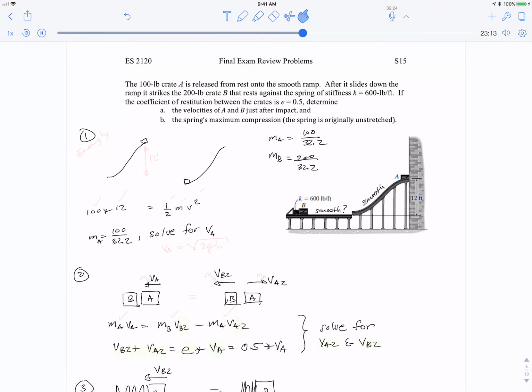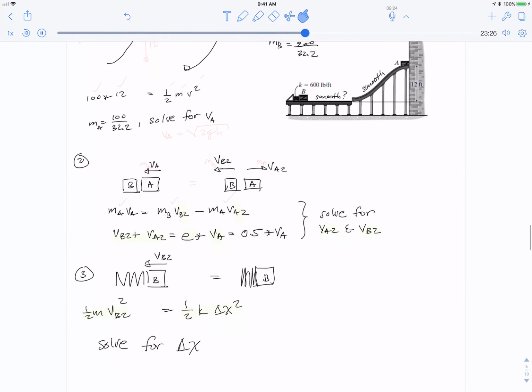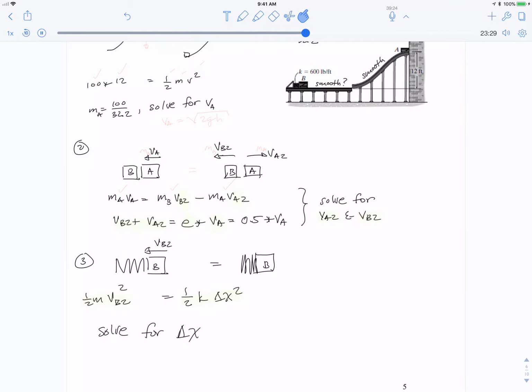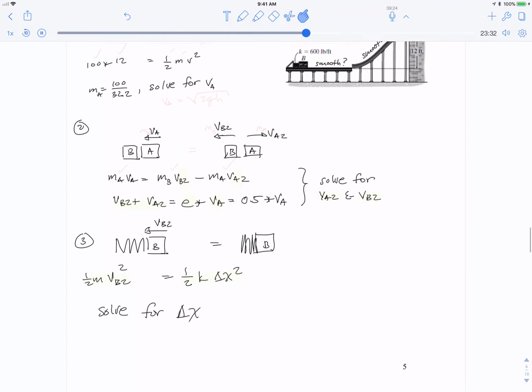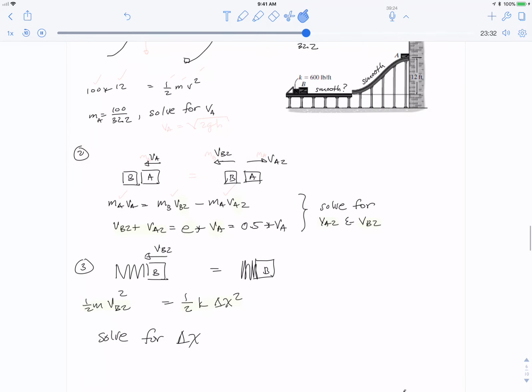Block A is at a height. It's pushed down the smooth ramp. I'm assuming the horizontal part of the ramp is also smooth. It doesn't give a coefficient of friction. And then A hits B, and then after the impact, they come apart. B goes to the left, A goes to the right, and then B goes into the spring and compresses the spring. And they want to know how much the spring compresses.